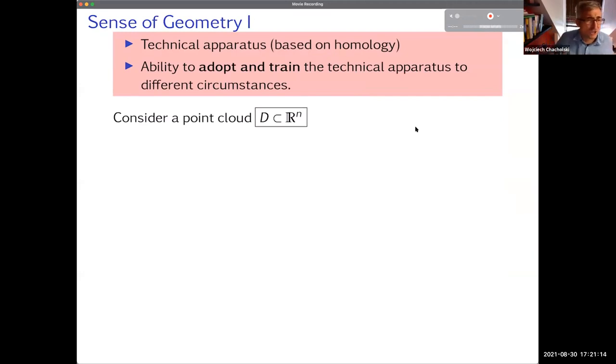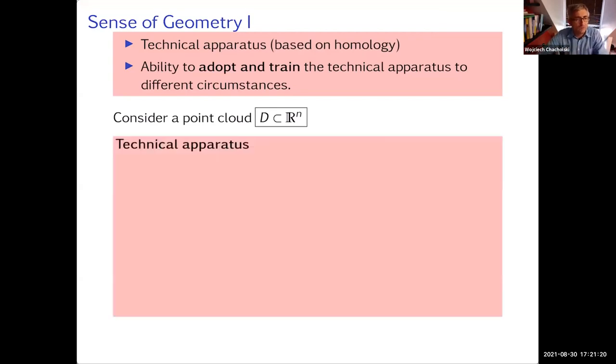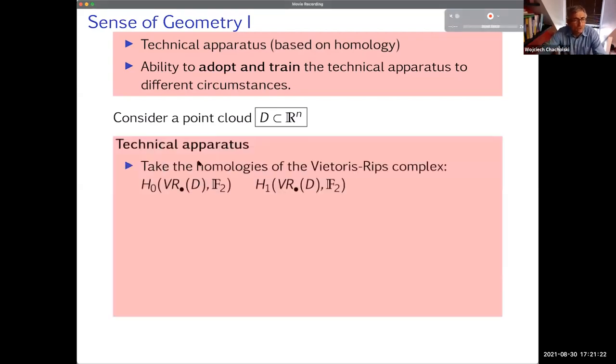So let's consider a point cloud. That's an object where we might feel we can recognize some geometry. What is my technical apparatus? I take the homologies of the Vietoris-Rips complex associated with, let's say, Euclidean distance, or some other distance actually, but Euclidean, let's say. And we take H0 or H1 or some other homology.